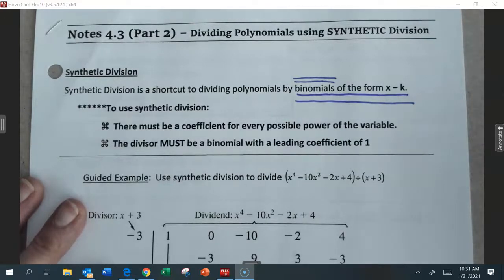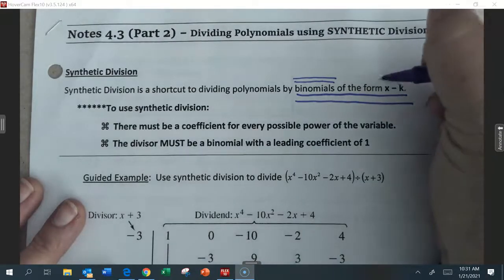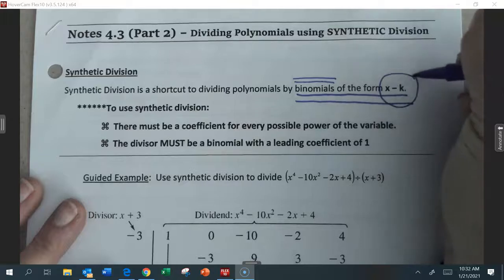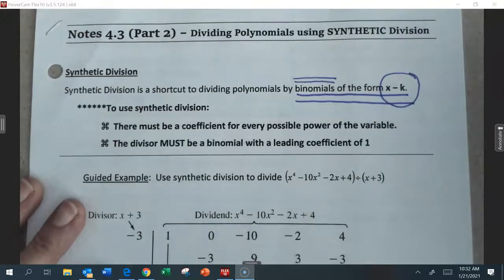In your Charlie Brown puzzle, one of the divisors was x squared plus x minus 1. Nope, you're still going to have to use long division because it's not a binomial. Now the tricky part for some students is that it's always in the form of x minus k. So they tend to struggle a little bit with what's going on, okay?